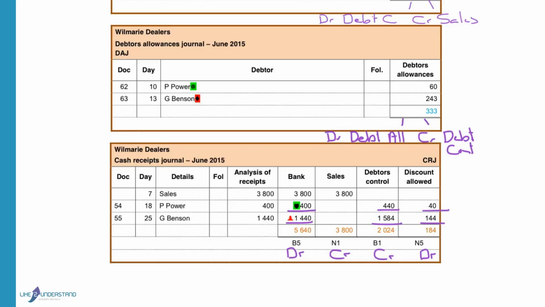If we add the amounts on the debit side, the bank amount and the discount amount, and we add the figures on the credit side, then the debits and the credits will be exactly the same to indicate that we've completed a double entry.